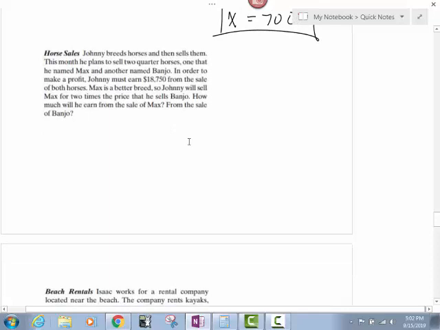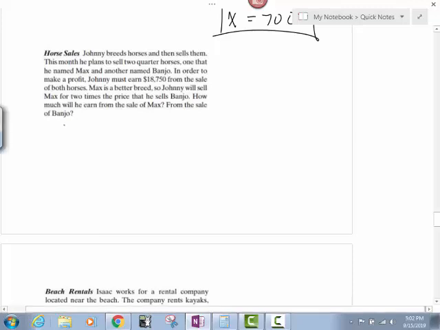Horse sales. Johnny breeds horses and then he sells them. This month he plans to sell 2 quarter horses, one named Max and the other one named Banjo. In order to make a profit, Johnny has to earn $18,750 from the sale of both horses. Max is a better breed, so Johnny will sell Max for 2 times the price he sells Banjo. How much is he going to earn from Max and how much is he going to earn from Banjo?